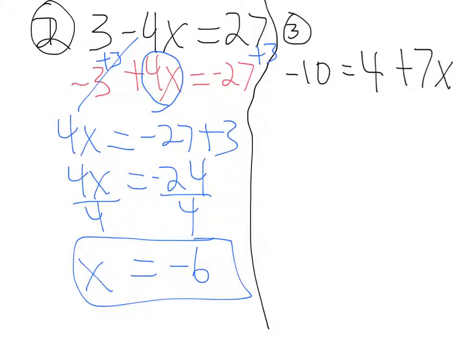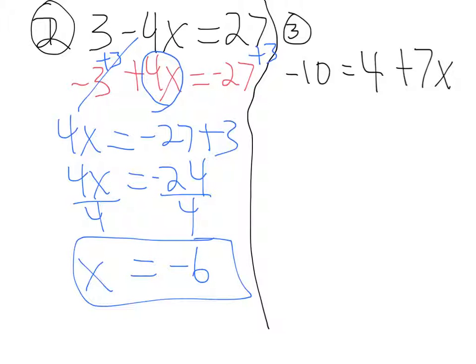So I had a negative in front of the x, so what do I have to do? I need to change it to a positive. So the negative becomes positive, but I can't just change one item, one term. I have to change everything. That 3 is positive because there's no sign in front of it. I have to make it negative 3. That 27 is positive. I have to make it negative.